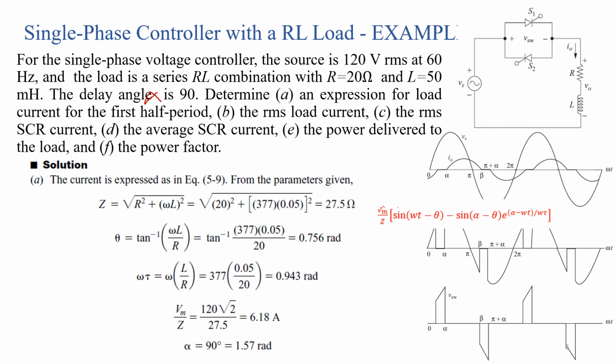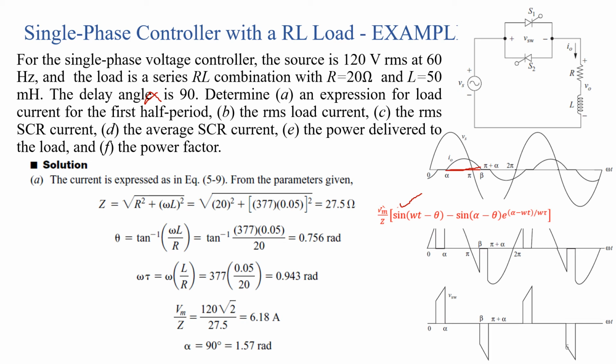For the first part, we need to compute the load current for the first half period. So we are using this expression, as we know that for the first half the value of the load current is: Vm by Z times sin of omega t minus theta, minus sin of alpha minus theta, times e raised to the power alpha minus omega t over omega tau.